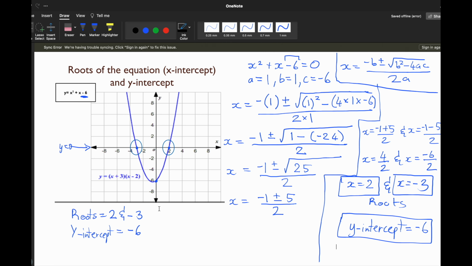So the next thing we're going to learn in our next lesson will be the line of symmetry and the vertex. All right. So for now, let's work on this, practice this, get our confidence up with this.